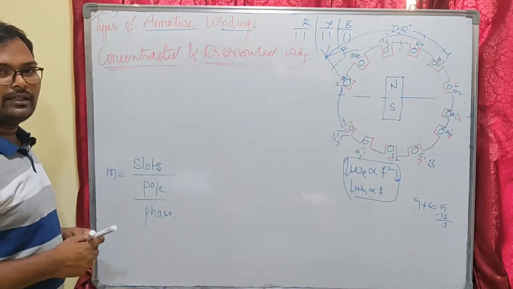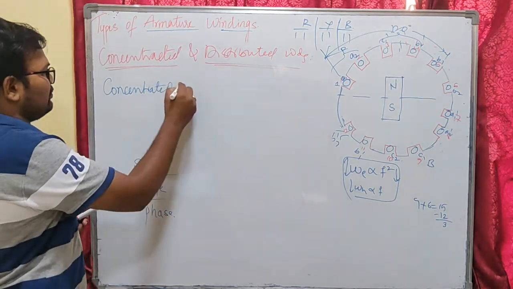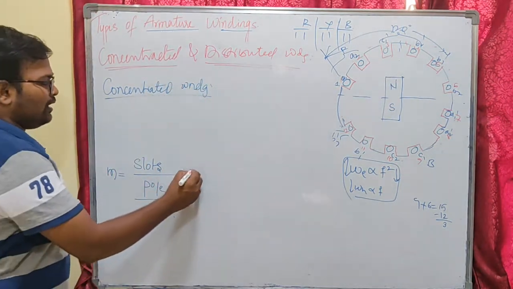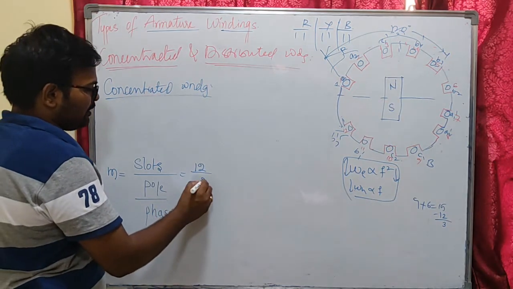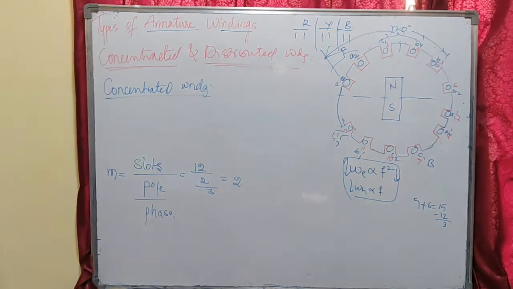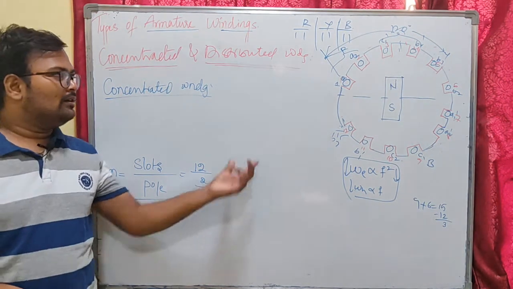Okay, now let us see what is a concentrated winding. Okay, earlier in the example we got the value of M, which is equal to number of slots per pole per phase, equal to 2. The M value is 2. That means we have 2 slots per pole per phase available. Okay, we have 2 slots per pole per phase available here.